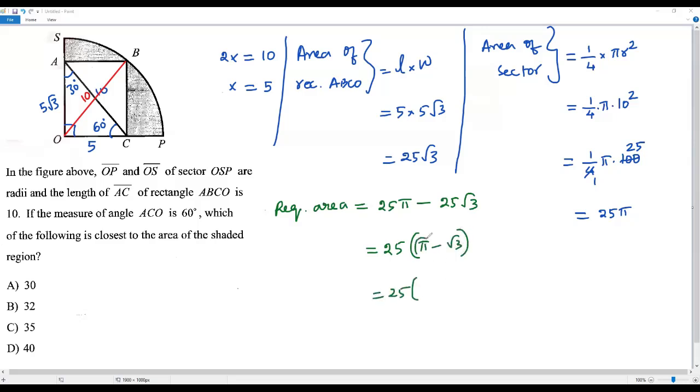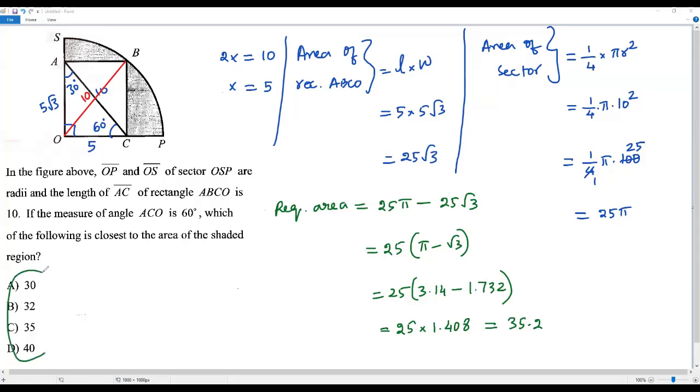25 times, the approximate value of pi is 3.14. The value of the square root of 3, rounding to 3 decimal places, is 1.732. And when I subtract this 1.732 from this 3.14, I am getting 1.408. Let me write it. It is 25 times 1.408. When I multiply these two values, 25 and 1.408, I am getting 35.2. Okay, now I got the area of the shaded region, that is 35.2.